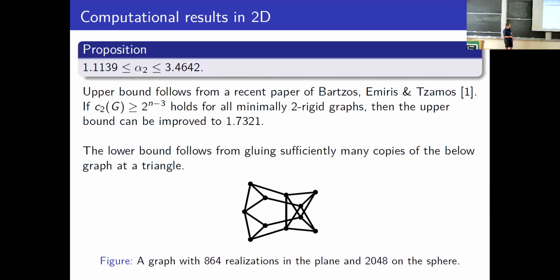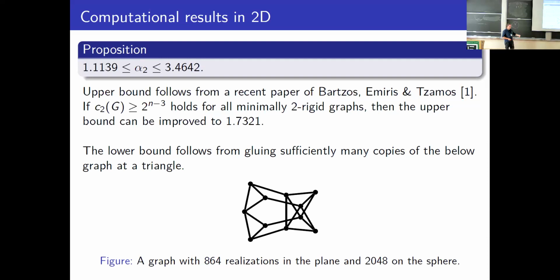So we've managed to prove asymptotically that this alpha 2 is between 1.1139 and less than or equal to 3.4642. The upper bound just holds from some nice results from Bartos, Emiris, and Zasmos, where they gave an upper bound on the number of spherical realizations. They also then gave an upper bound for the number of planar realizations at the same time, not using our result, just because the method gives an upper bound for both.